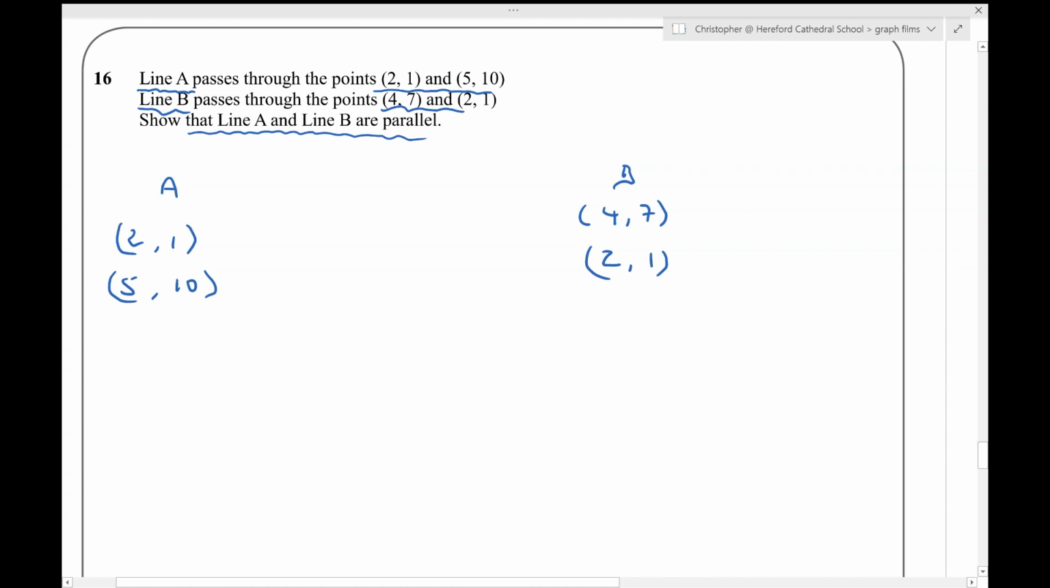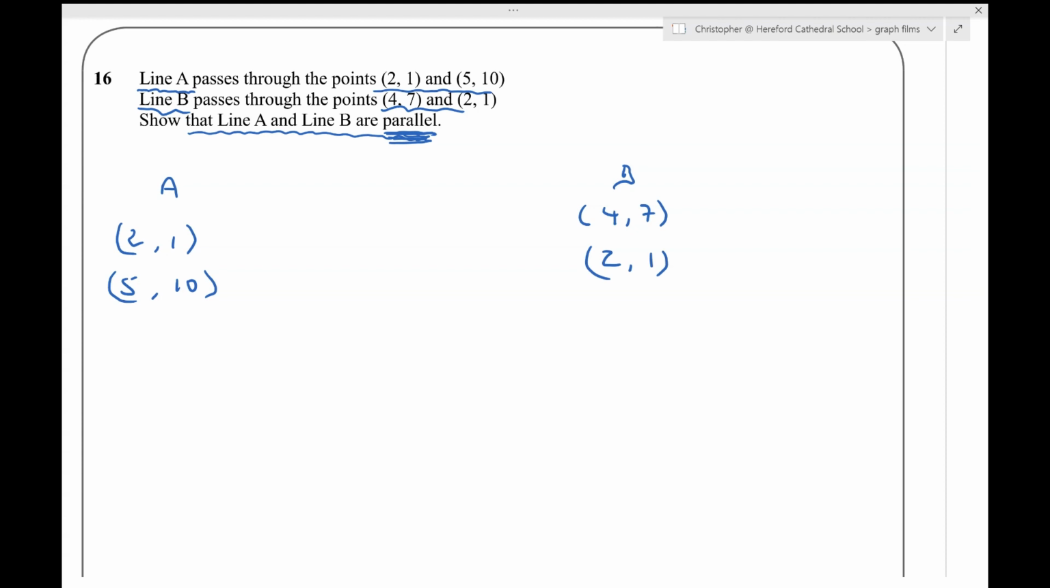Now, don't just dive in and do anything. Have a think about what you're being asked to do here. You're being asked to show that the two lines are parallel. So you're only really interested in the gradients of both of the lines. If we find the gradients of both of the lines and we find that the gradients are equal, then the lines are parallel. Job done.